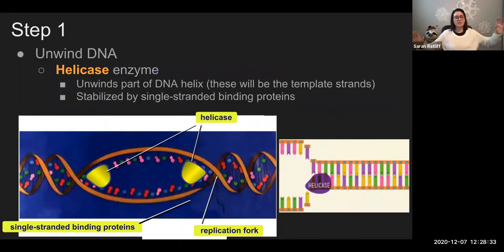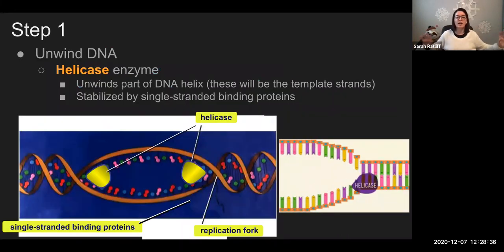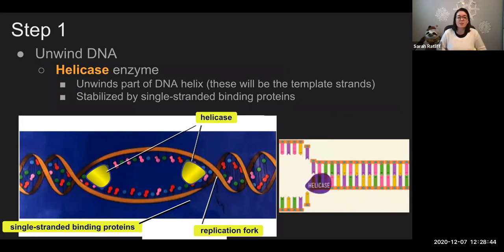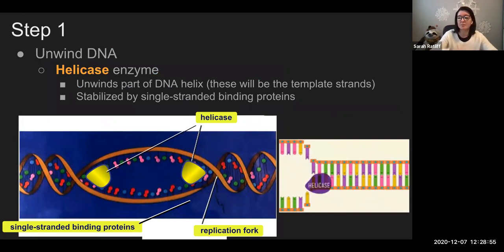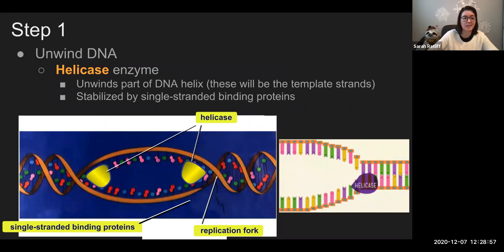All right, so step 1. Before we can do anything, we got to break those hydrogen bonds. We got to separate those 2 halves. Helicase, its job is to do that, to unzip this DNA. It runs along the middle, breaks those hydrogen bonds, separates those 2 halves. Pretty simple. It's got an easy job there.